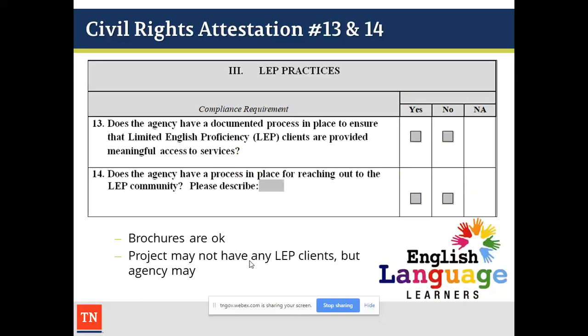The next section talks about LEP practices, or limited English proficiency. Question 13 is asking, do clients have meaningful access to services? And the 14th question is asking, does the agency have a process to reach out to the LEP community? I just want to note that brochures are okay here, and also that the project may not have any LEP clients, but the agency may. So you'll just answer those questions accordingly.